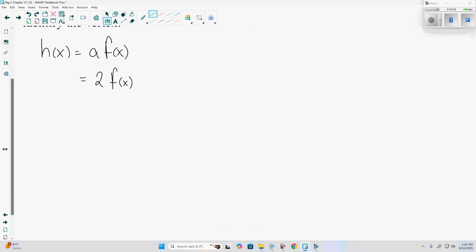Now at this point here, we still just have f of x, yes? So we can replace it with its function, which is x squared. At this point here, we can multiply or distribute the 2 through, telling us that after our vertical stretch of 2, the function at the moment is 2x squared.